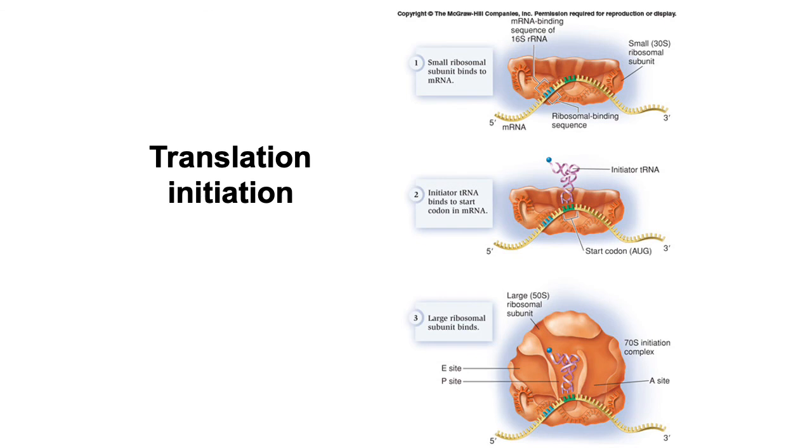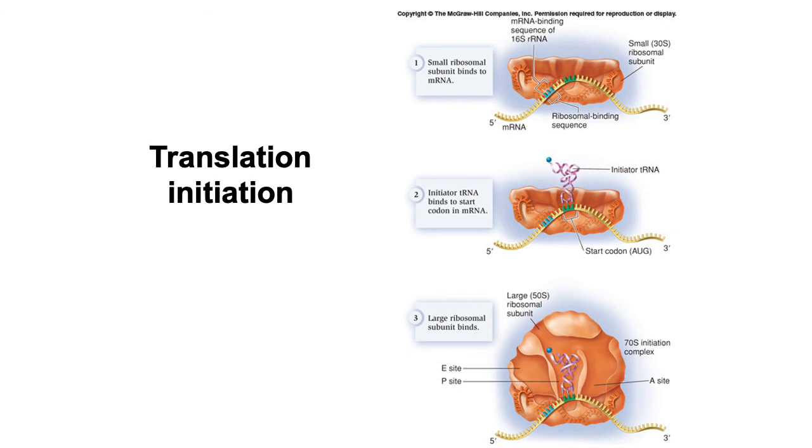And so that start codon then binds to that initiator tRNA. So remember, if we go back to the genetic code table, the start codon is always AUG. So the start codon has that sequence, and so the complementary anticodon is found on that initiator tRNA, and then that brings in the amino acid methionine.